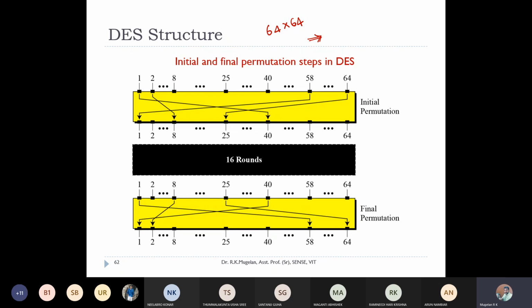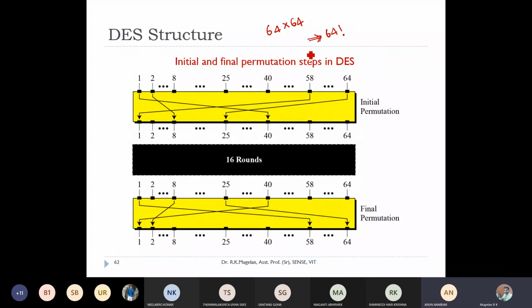Can anyone tell how many different combinations I can get if it is a 64 cross 64 straight P-box? 2 power n factorial. Kashish, if it is a substitution cipher, what you're saying is perfect. But being a transposition cipher, we'll have only n factorial. So totally, we'll have 64 factorial combinations.